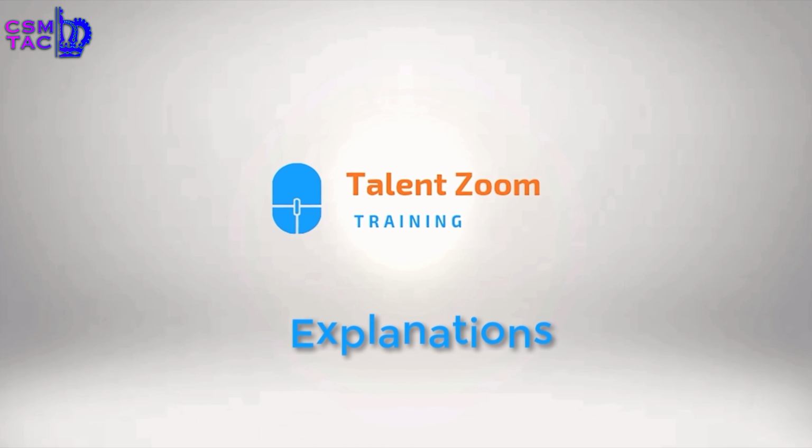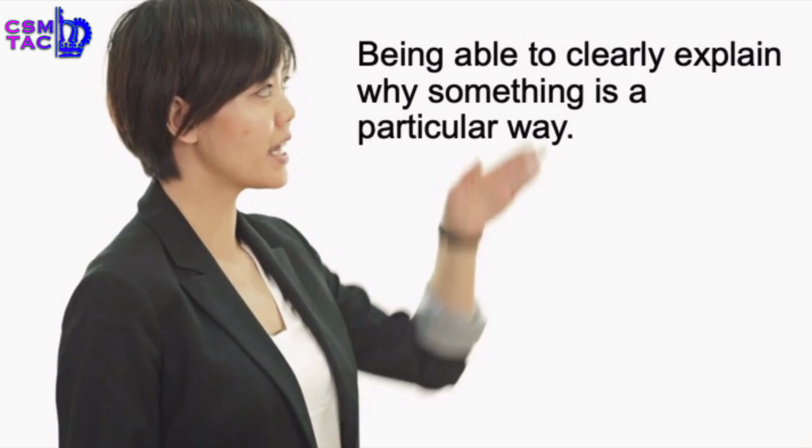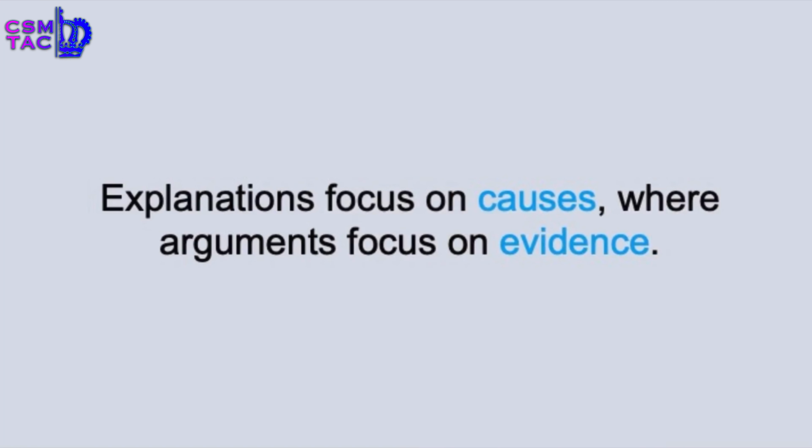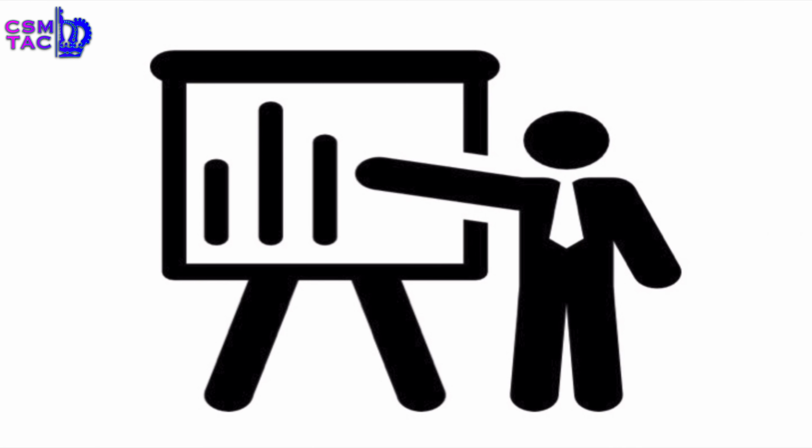Defining explanations. Another important part of critical thinking is being able to clearly explain why something is a particular way. Instead of trying to persuade someone to a particular point of view, explanations allow you to understand why something happened, or you may use the explanation framework to evaluate an argument. Explanations focus on causes, where arguments focus on evidence. Arguments can be identified by the presence of evidence, such as hard facts or specific events. Explanations can be identified if they appear as an answer to a question.